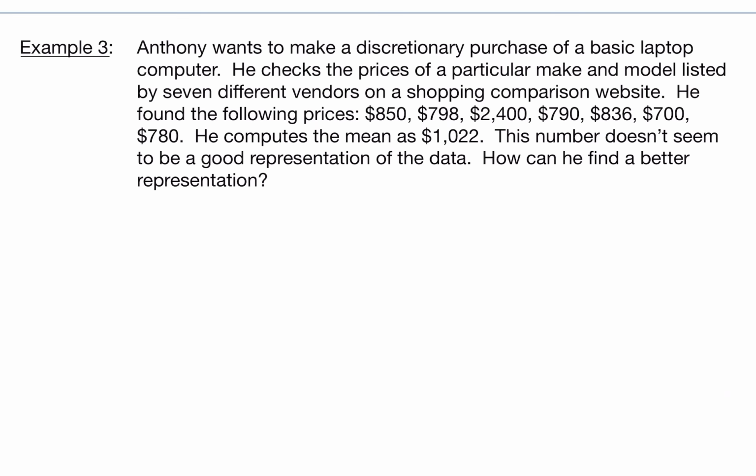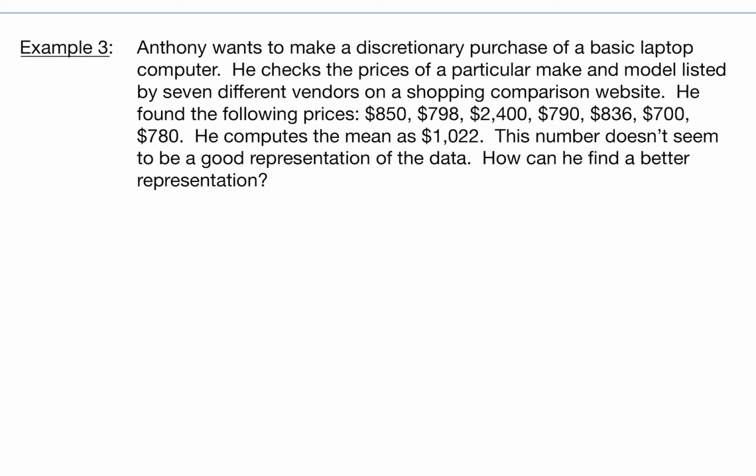Here, Anthony wants to make a discretionary purchase of a basic laptop computer. He checks the prices of a particular make and model listed by 7 different vendors on a shopping comparison website. He found the following prices: $850, $798, $2,400, $790, $836, $700, and $780. So he calculates the mean to be 1,022. This number doesn't seem to be a good representation of the data, and the question is, how can he find a better representation?